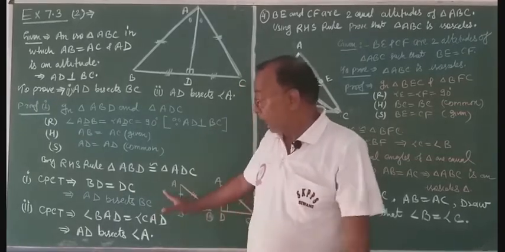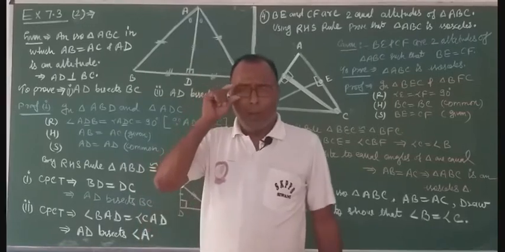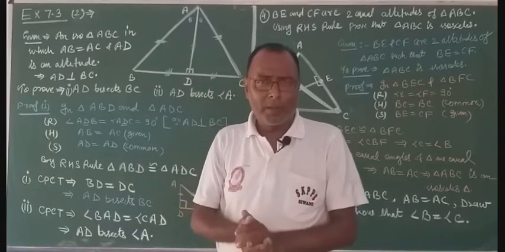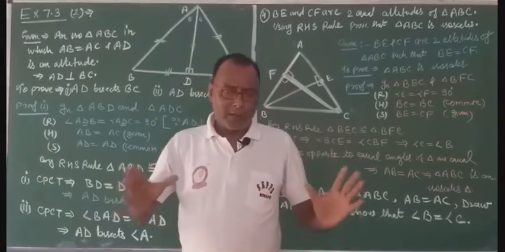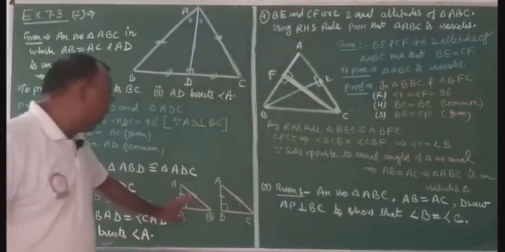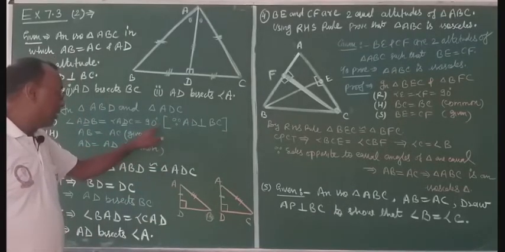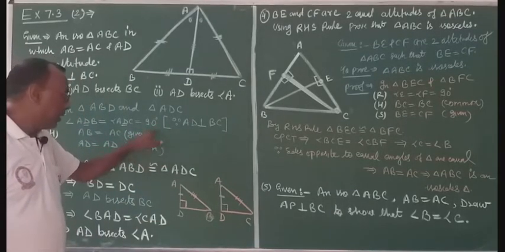Similarly, when two triangles are congruent, all the 6 parts should be equal. So now just look here. Now this is the position of these 3 triangles. These 3 conditions we have used.